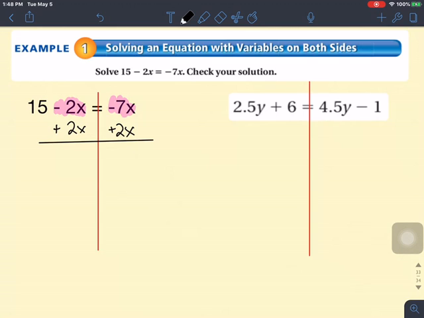And so you guys probably know that negative 2x and 2x would make 0. And what it does is it just leaves us with 15 over there. And then we have a negative 7 and a 2. So remember, you have 7 negatives and 2 positives. The 2 positives cancel out 2 of the negatives, leaving you with negative 5x. And so once we've done this move, it changes it to a very simple one-step equation.